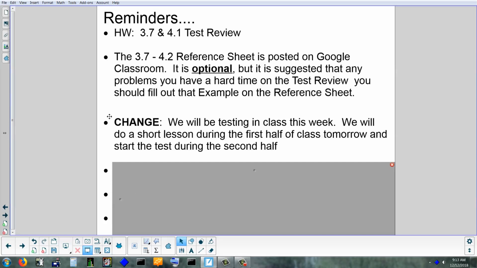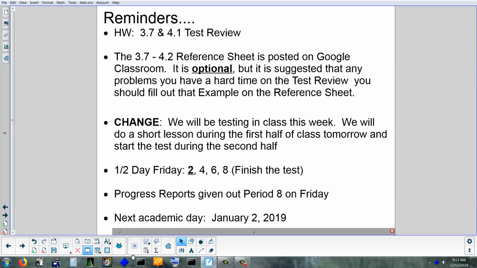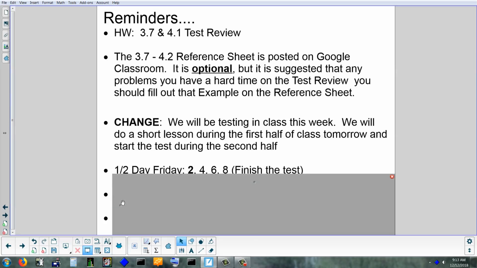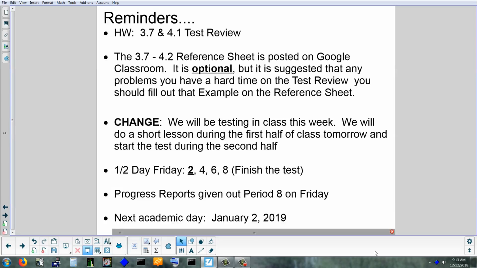Now, my suggestion is, as you're going through this, the first one says 3.7 review chart. If you look at that and you can't do it without looking at your notes, go back to that section of notes and fill in that chart on the reference sheet. If you look at the back, like number 9, 4.1 example A, and you can't do that without looking at your notes, you may want to fill that box in on your reference sheet.